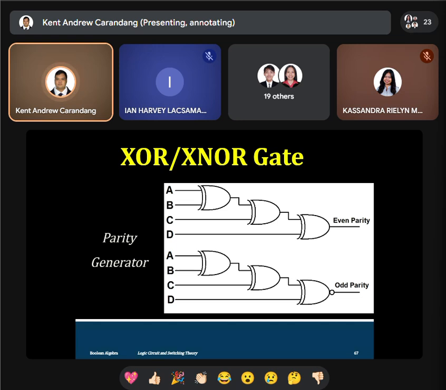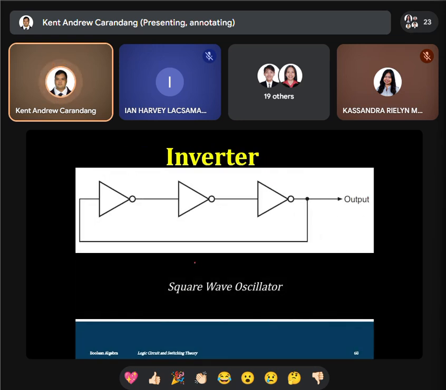So XOR is used for this because XOR outputs 1 when the number of ones is odd. So this is the application for XOR and XNOR gate. So inverter. So inverter, so this is used for square wave oscillator. So square wave oscillator.